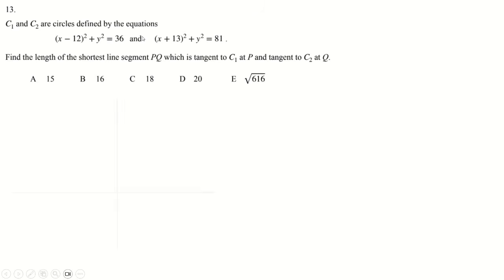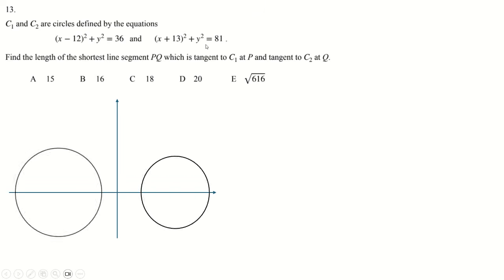Got 2 circles here, which are center 12, 0, and center minus 13, 0. Radius is 6 and 9, so maybe a bit like this, I guess. And we want a line which is tangent to both of them. Now, there's 2 ways you could do that, really. There's either this line, or there's a line running along the top like that. And it wants to get the shortest line segment between intersections. Now, that looks like it's going to be this one, but we should probably do some maths to make sure.